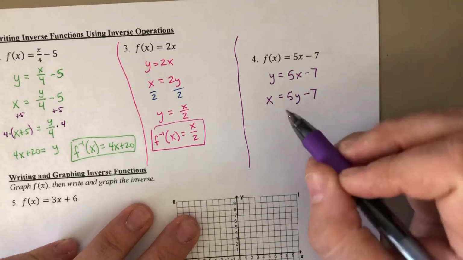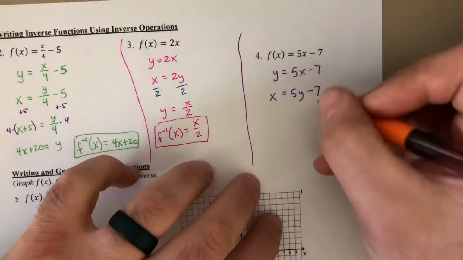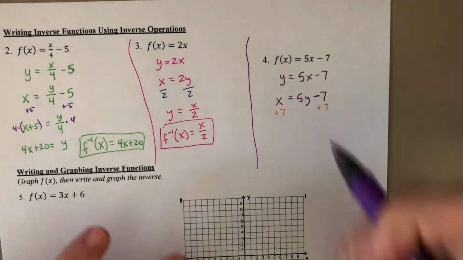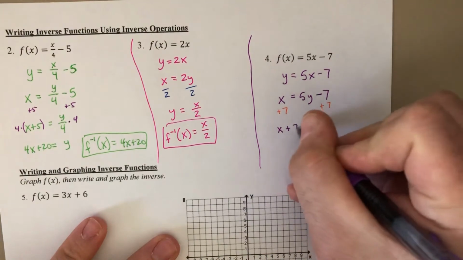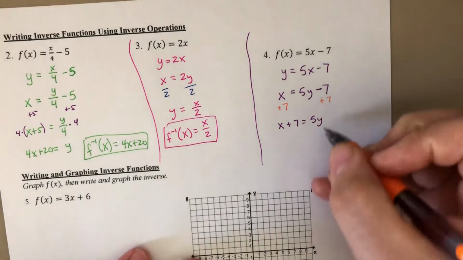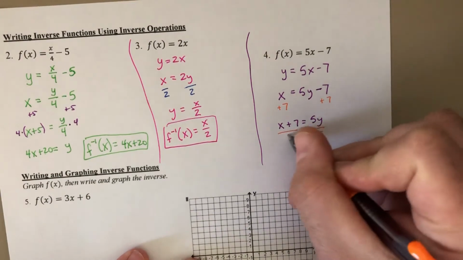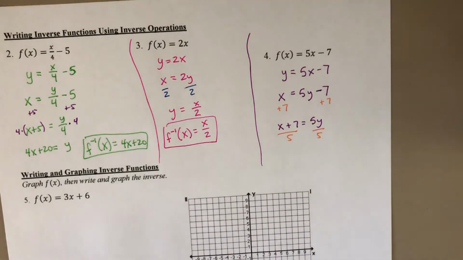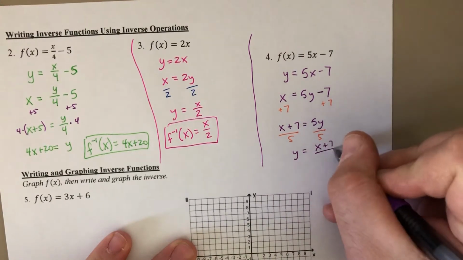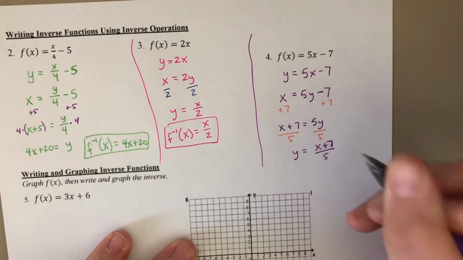So we're going to have to add 7 to both sides. That'll give me x plus 7 equals 5y. And again, we're solving for y, so now we need to divide both sides by 5. And we'll get y equals x plus 7 over 5. Just leave it like that. That's fine.